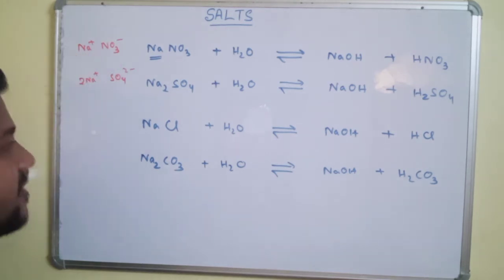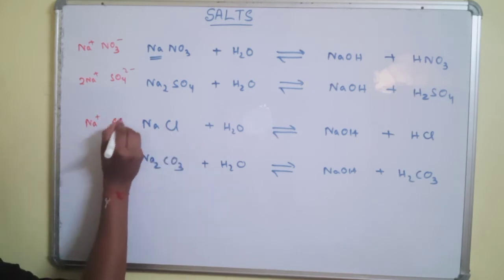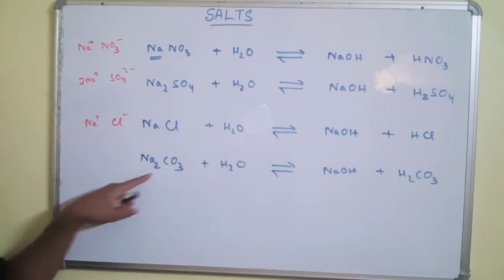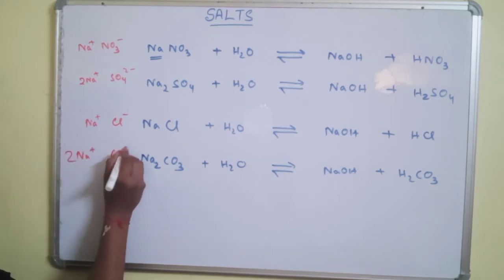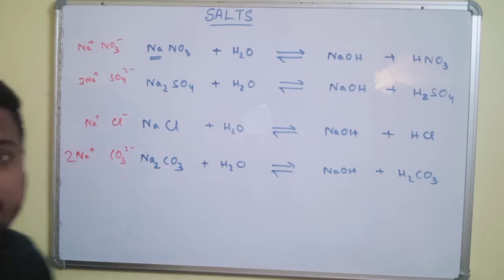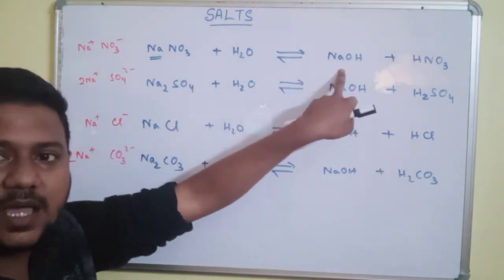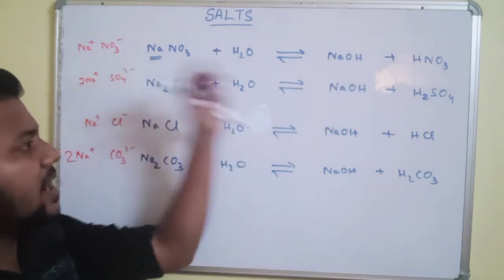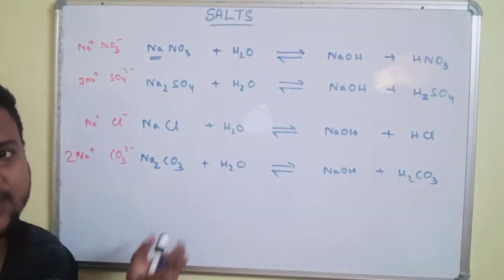So from this we can understand that a salt has a particular electropositive part and a particular electronegative part. Over here the electropositive part is Na+ and the electronegative part is Cl-. Over here it is 2 Na+ and CO3 2-. So in these reactions we can see that the electropositive part comes from the base and the electronegative part comes from the acid. Similar occurs in all these reactions.